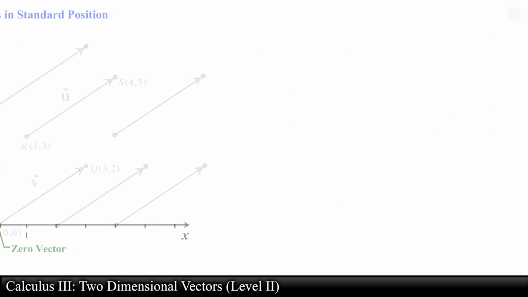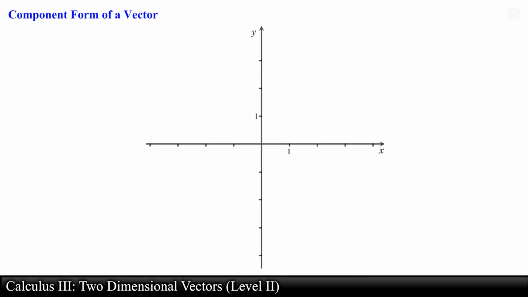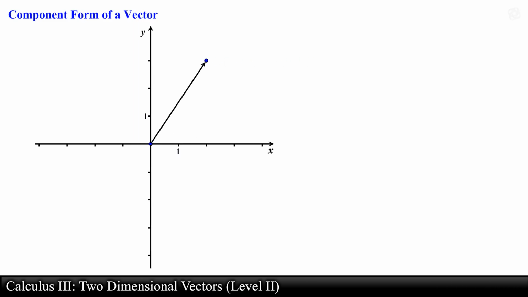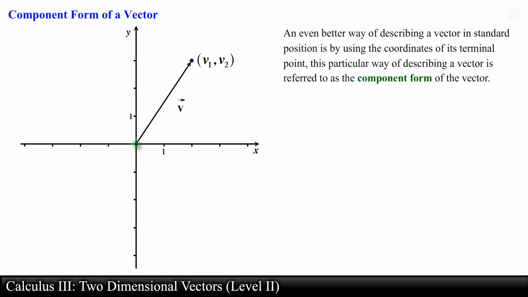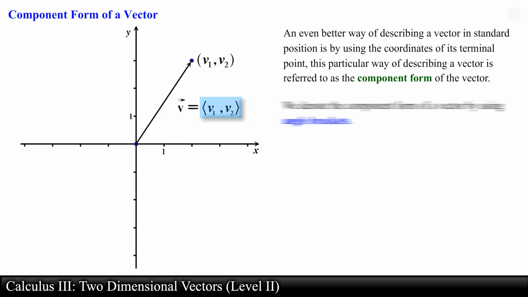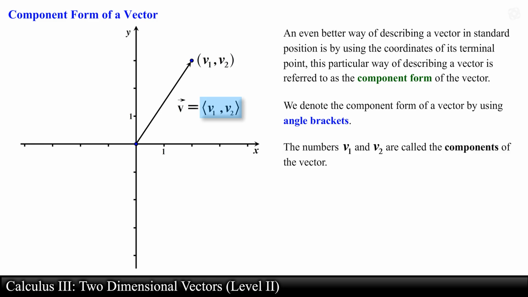Alright, we have seen how describing vectors by using points is pretty convenient, especially if the initial point of the vector is located at the origin. An even better way of describing a vector is by using the coordinates of its terminal point. This particular way of describing a vector is referred to as the component form of the vector. And we denote it by using angle brackets, as follows. The numbers v sub 1 and v sub 2 are called the components of the vector.